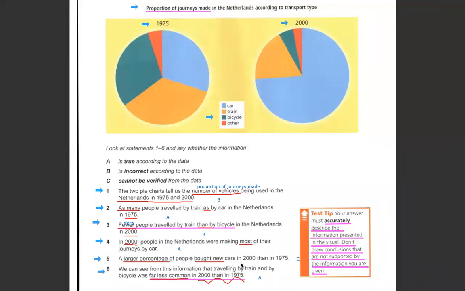Right, so there's no numbers. The best way to describe them is just by using these comparative forms: as many as, fewer than, more than, less than, higher percentage, and so on. Okay, so you have to talk about each year individually, like we did here, but we also need to compare them. And remember that the information that you give must be accurate.